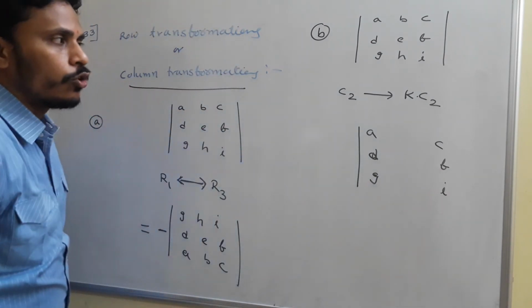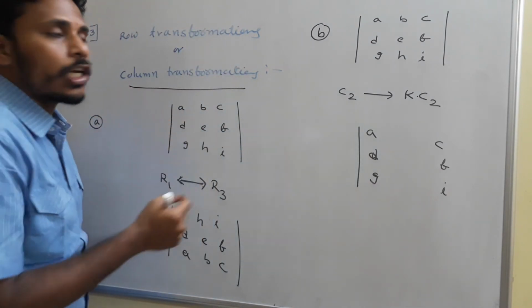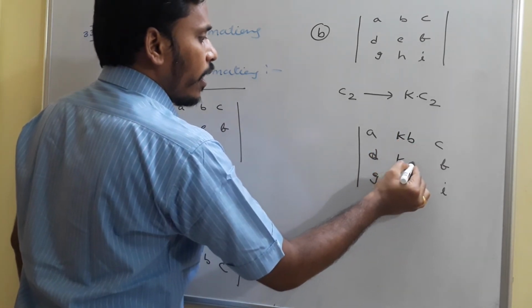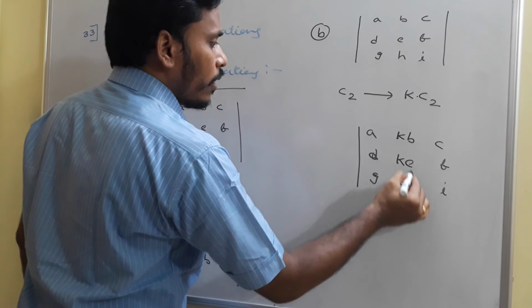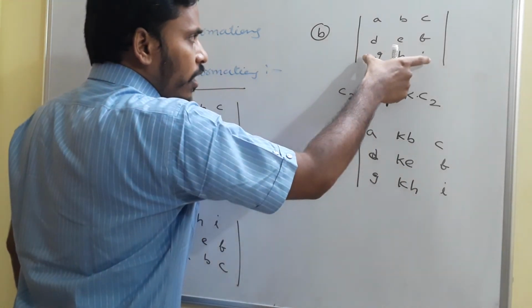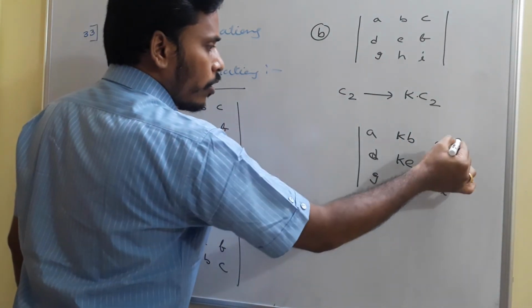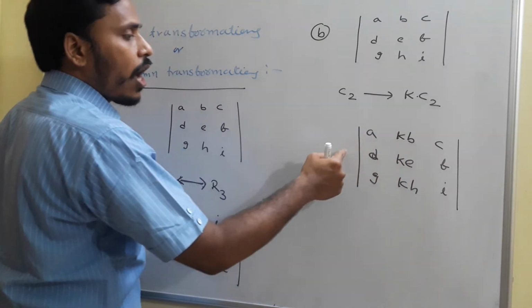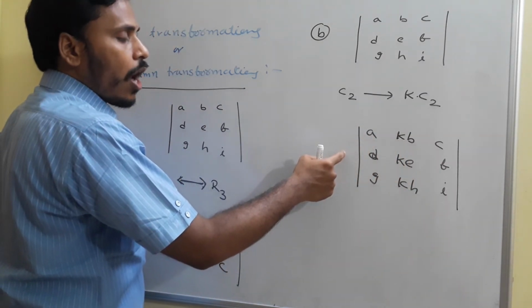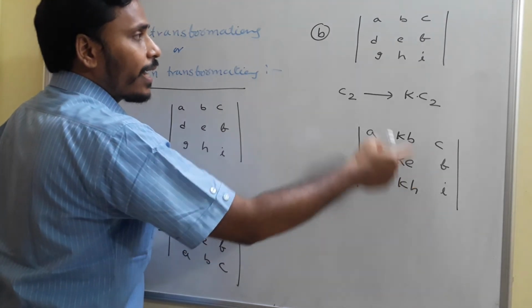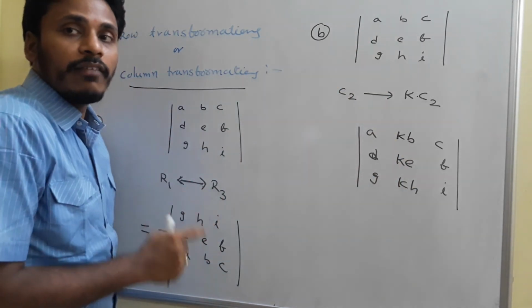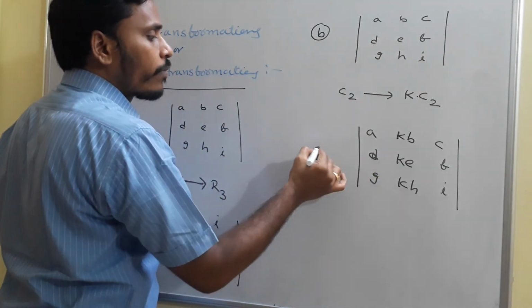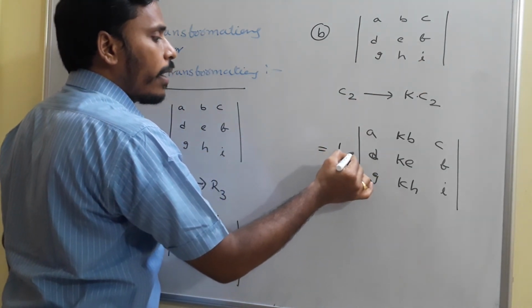And what you need to do? You need to multiply the second column with K. So what happens? K B, K E, K H. Just have a look. Now these two are equal, right? No, because there is a chance to write this K out. If you write this K out, this is K times the determinant. But we need to find this determinant value. To balance these two, I will write it like this: 1 by K times.